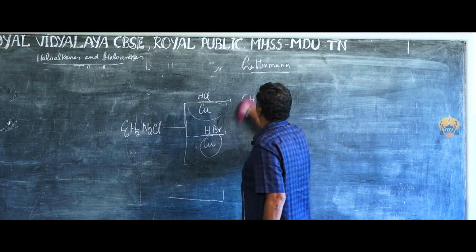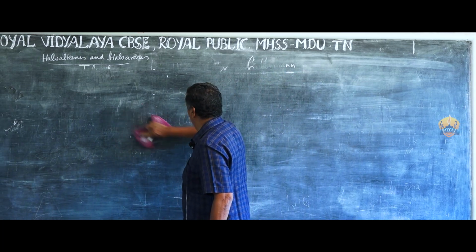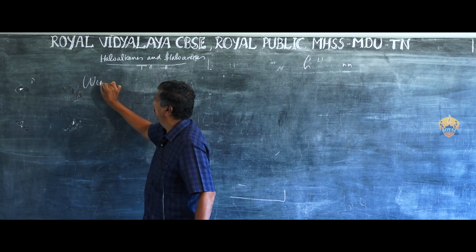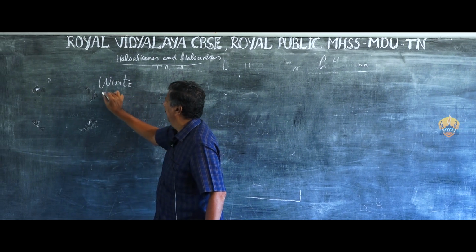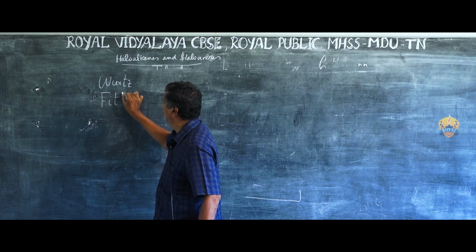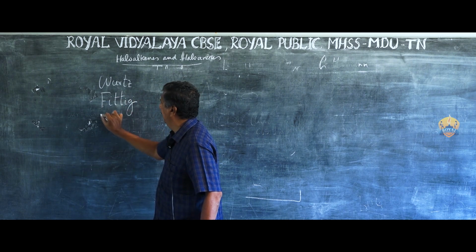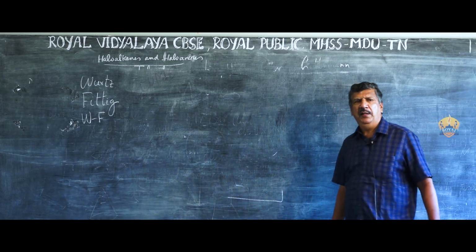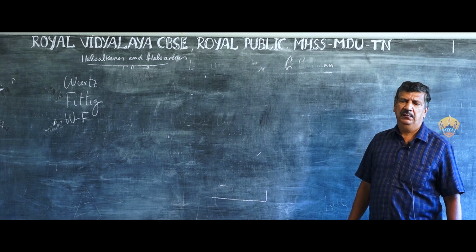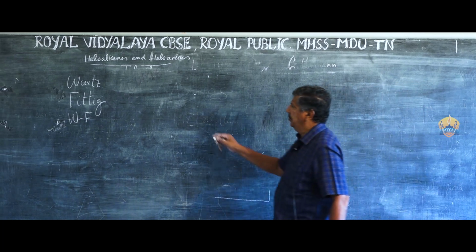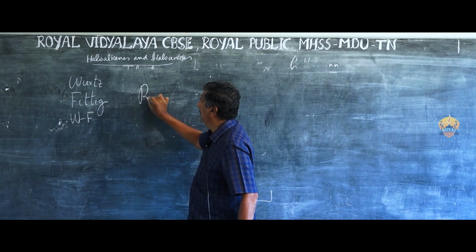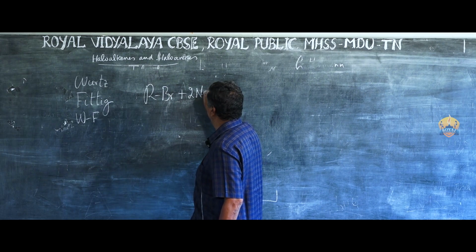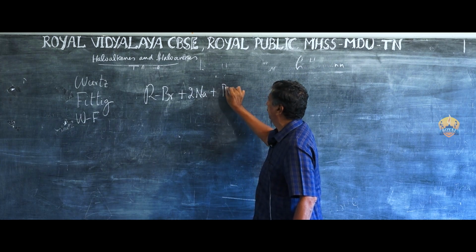Okay. Now, next one you are going to see: Wurtz, Fittig and Wurtz-Fittig. Having three, Wurtz, Fittig, Wurtz-Fittig. So, okay. First, I will write the common reaction for that. You see, this is a common reaction for Wurtz-Fittig.